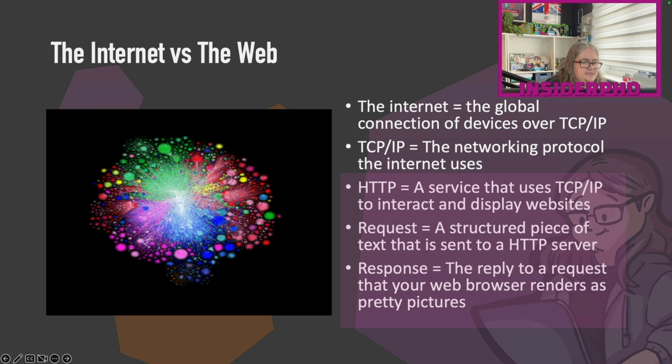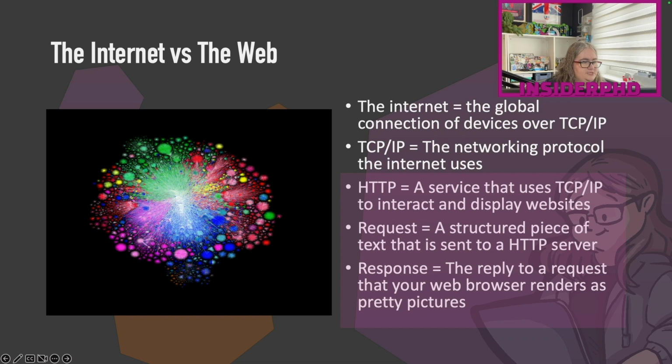The internet is the global connection of devices over a protocol called TCP/IP. Now, it's not really important how TCP/IP works. I will talk a bit about it, but the idea is that there is a handshake, so the two computers know they can talk to each other. That then allows for further communication, and it tries to lose as little information as possible. So essentially, it's the networking protocol the internet uses.